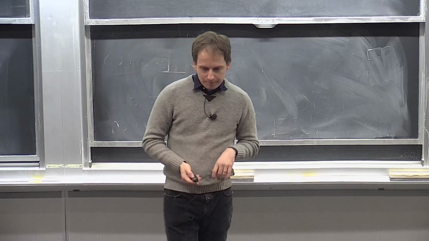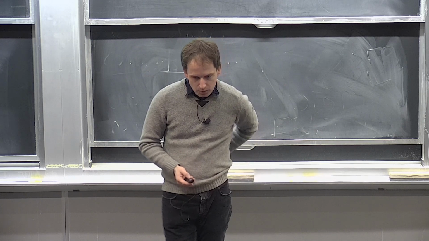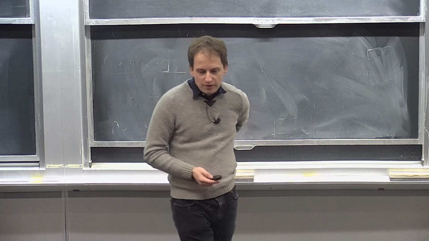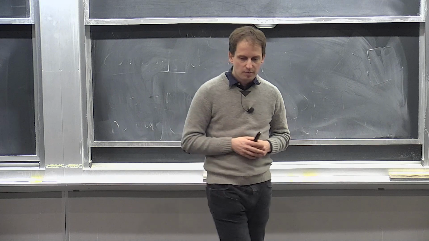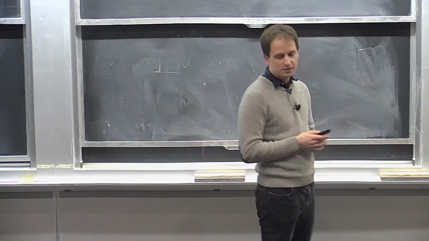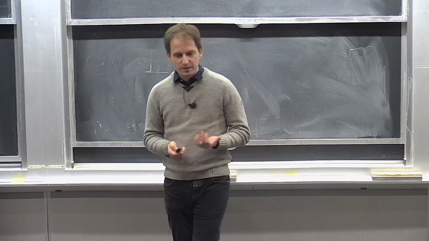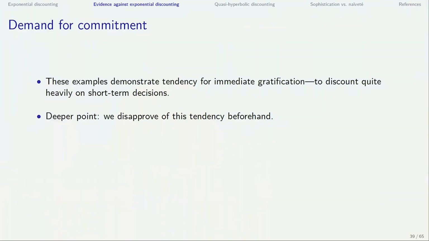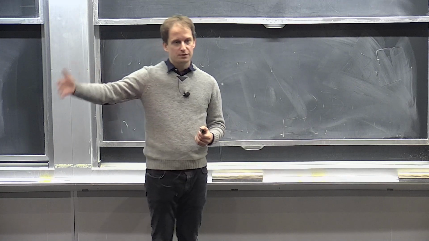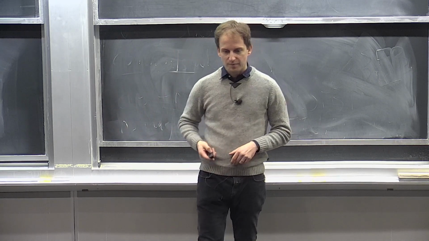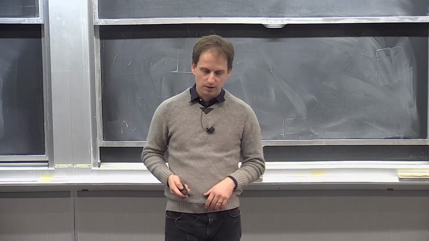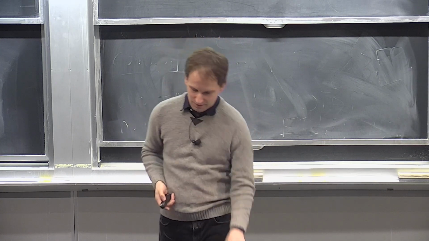Okay, so what do these examples show? Well, they show that people have a tendency for immediate gratification, and they tend to discount quite heavily in short-term decisions. Now, what does the demand for commitment then show? We in fact tend to disapprove of this tendency beforehand. That's to say, we know that in the future we might be impatient. We don't like that, and because of that, we bind ourselves to the mast, or we freeze our credit cards, as some people at least do.